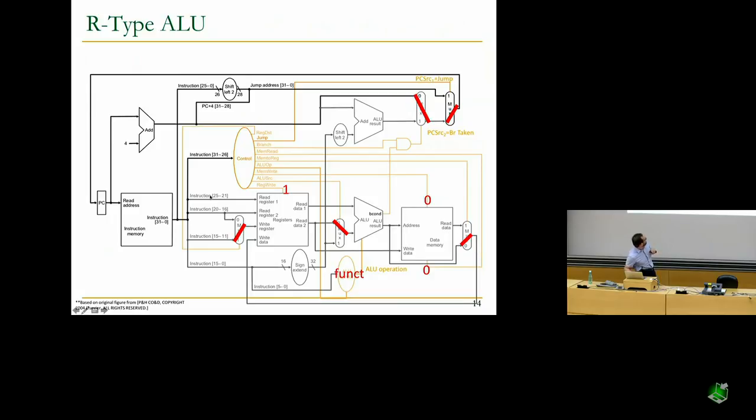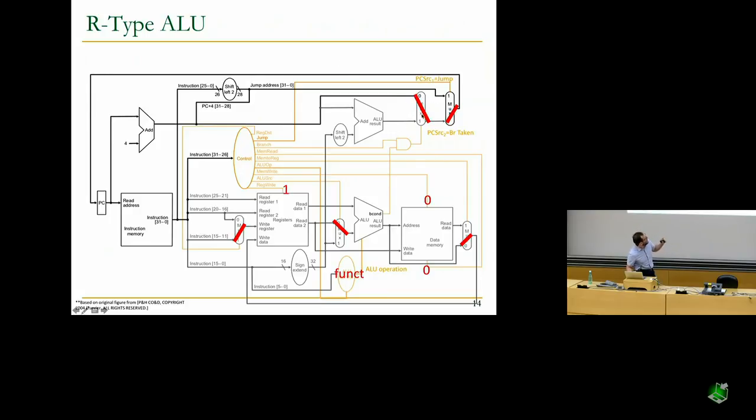What else do we need to do? We need to write to the register clearly, because every R-type ALU operation writes to a register. You need to set the control signal reg write to 1 so that the register file is written to. And we're not done yet. We need to update the program counter.